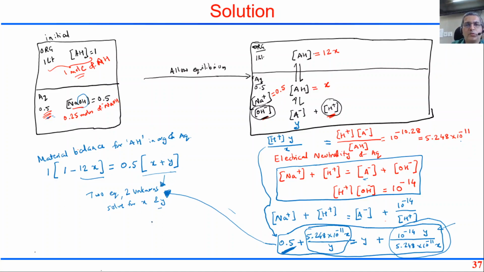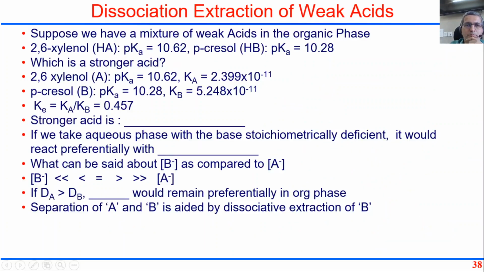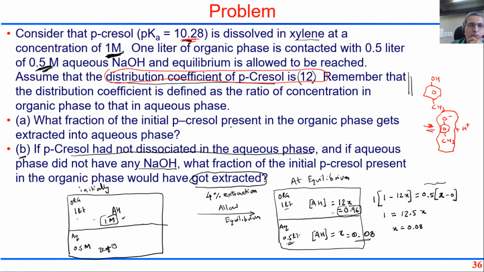Okay, so that is your homework. Solve this and see whether you get 28% or you don't get 28%. Okay. So if you go back to answers, part B it was 4%, part A it is 28%. So you see how adding a base in the aqueous phase has allowed more of paracresol to be extracted into the aqueous phase. Do you realize?